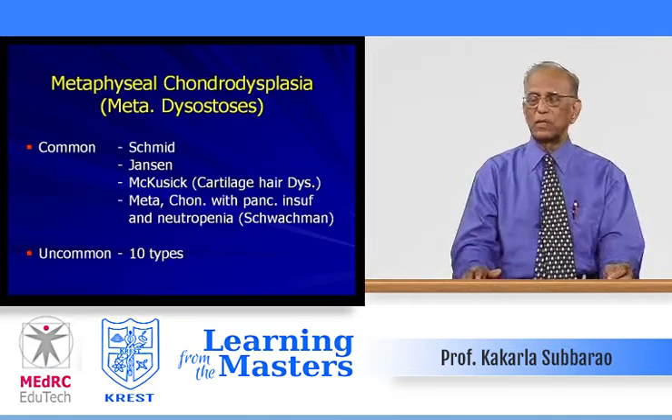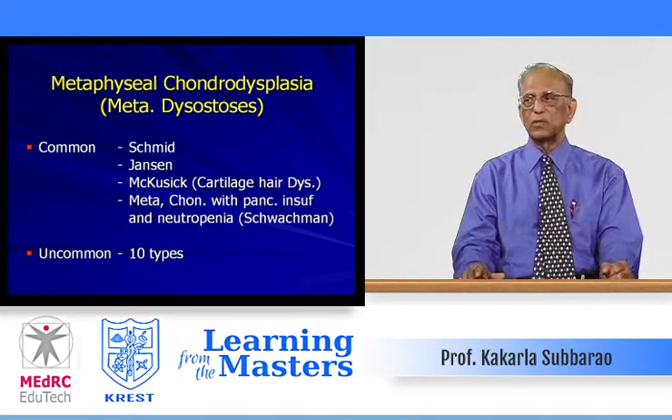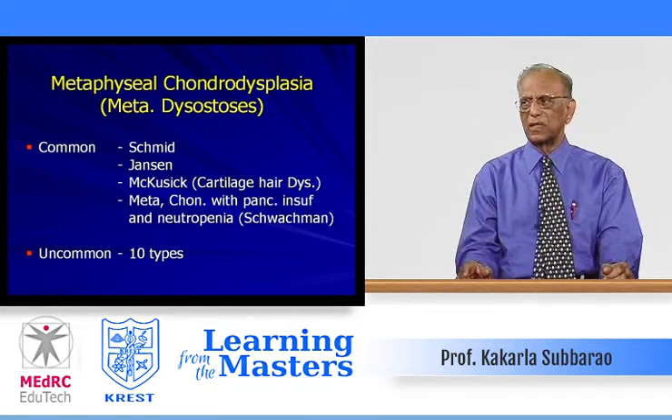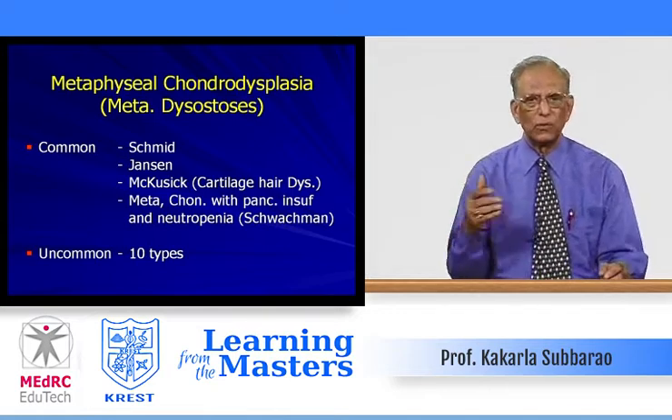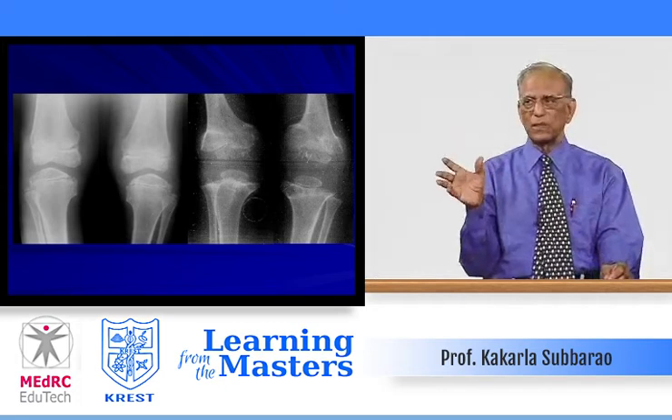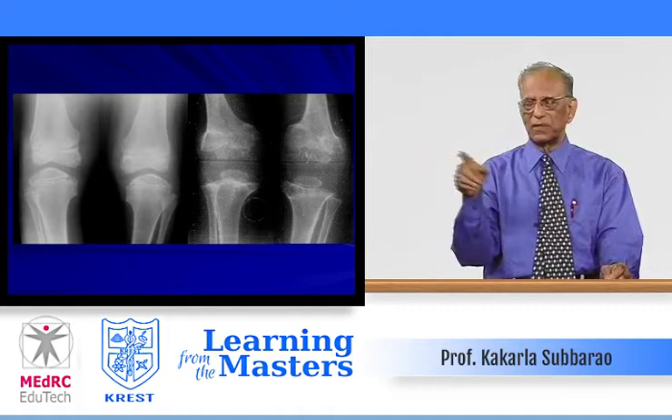Then we come to metaphyseal chondrodysplasia, also called metaphyseal dysostosis. There are several common types: the Jansen type, the Schmid type, the McKusick type, also called cartilage hair dysplasia, and metaphyseal chondrodysplasia with pancreatic insufficiency and neutropenia, called Shwachman syndrome, and ten uncommon types. We don't have to go into details. The epiphysis may be secondarily involved, but this is primarily metaphyseal dysplasia. Note the metaphyseal irregularity.